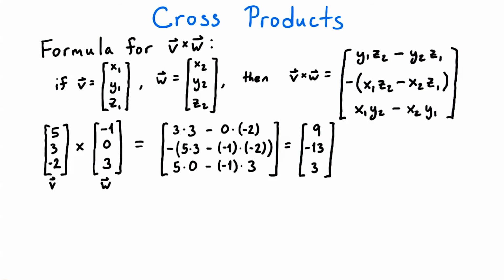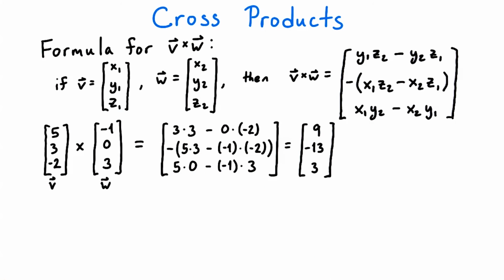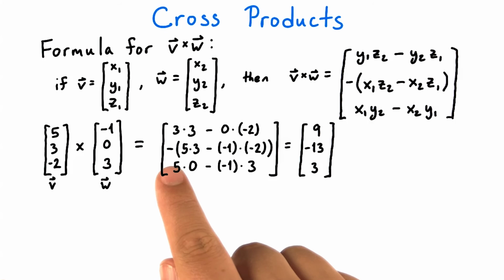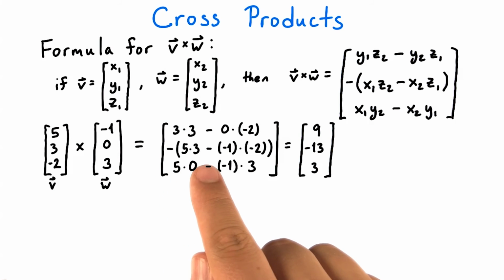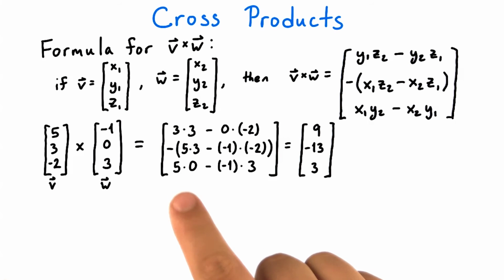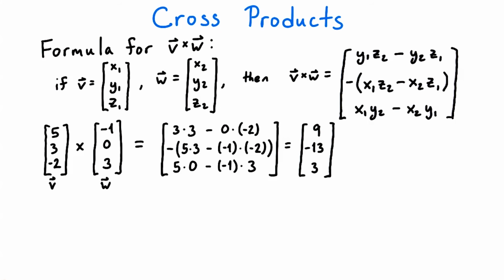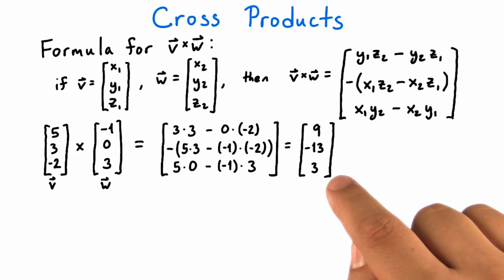So, for an example, if we wanted to find the cross product of the vectors v, which is 5, 3, minus 2, and w, which is minus 1, 0, 3, then we would compute first coordinate 3 times 3 minus 0 times negative 2, second coordinate negative quantity of 5 times 3 minus negative 1 times negative 2, third coordinate 5 times 0 minus negative 1 times 3. And that would give us the vector 9, negative 13, 3.